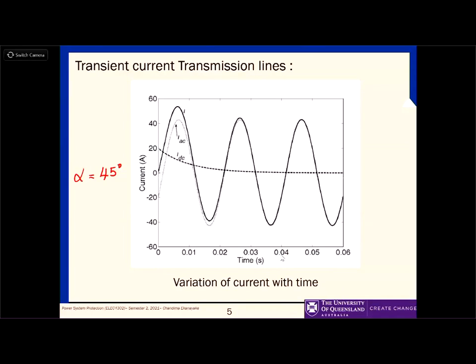We'll come to that. But to plot this sort of current, first you need to assume a value of alpha, otherwise I can't plot it. So I put alpha as 45 degrees here, and then look at the variation of the current. Now you can clearly see that this dotted one is the AC component, which is steady. But due to the DC component, initially there is a very huge current, and then gradually it decreases because of the exponential function, and finally the current becomes equal to the steady state current. So it's not a steady state AC value from the start. It starts at a higher value and then becomes steady state after some time.